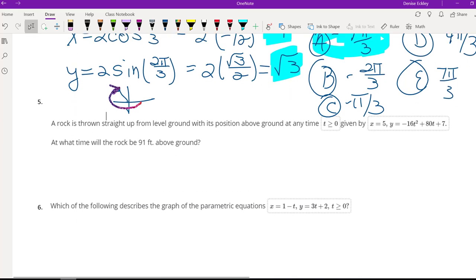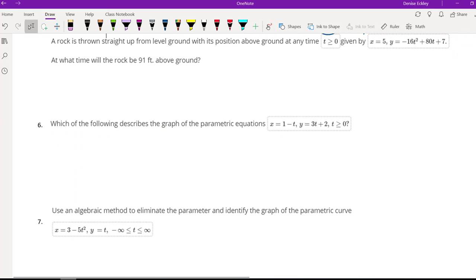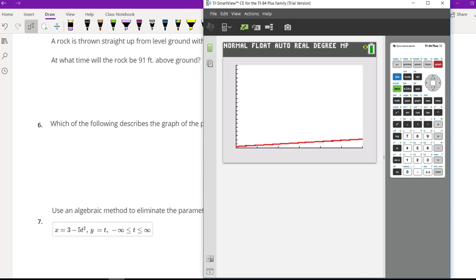Okay, next, number 5. A rock is thrown straight up from level ground with its position above ground at any time t greater than 0 given by x equals 5, y equals -16t squared plus 80t plus 7. At what time will the rock be 91 feet above the ground? This is simply a calculator problem, and I'll do this one in the 84.